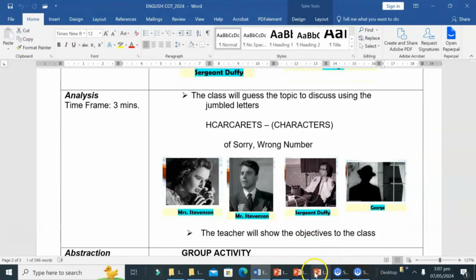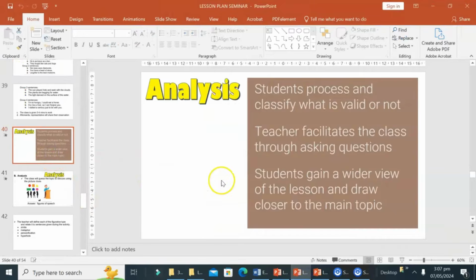Okay, so let's review on the analysis. So in the analysis part, students process and classify what is valid or not. Teacher facilitates the class through asking questions. Students gain a wider view of the lesson and draw closer to the main topic. So they have to analyze what is then the topic all about.